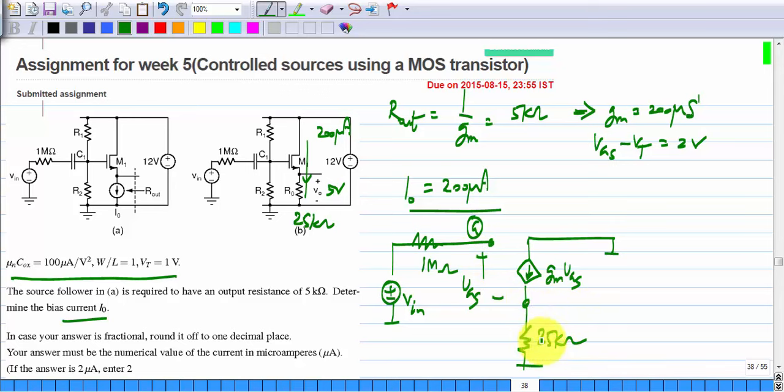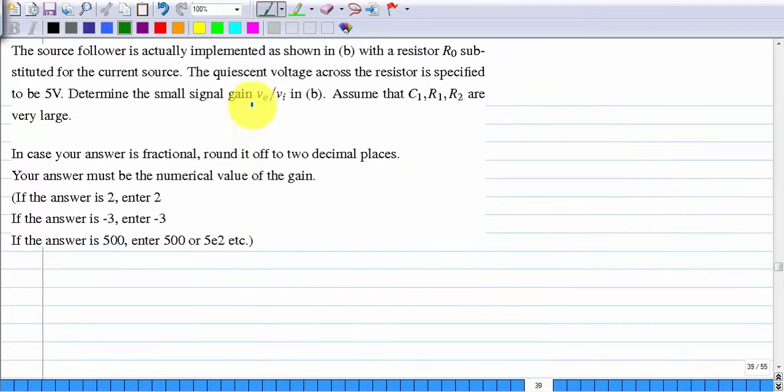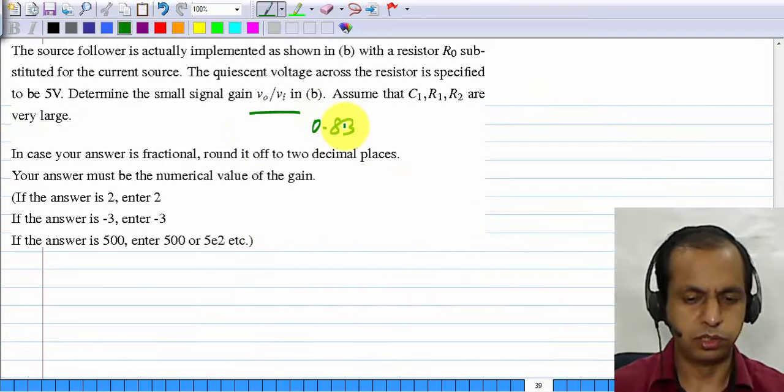So you know that the gain of the source follower V0 by Vi is GM RL by 1 plus GM RL. In this case it is GM R0 by 1 plus GM R0. Okay, and GM is 200 microsiemens, R0 is 25 kilo ohms, so GM R0 is 5. So V0 by Vi is 5 by 6 or 0.83.